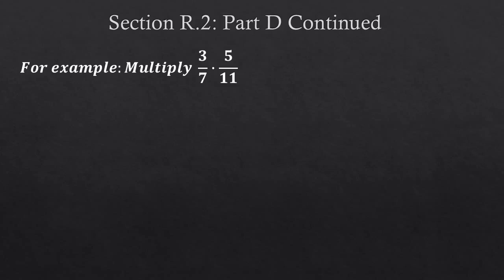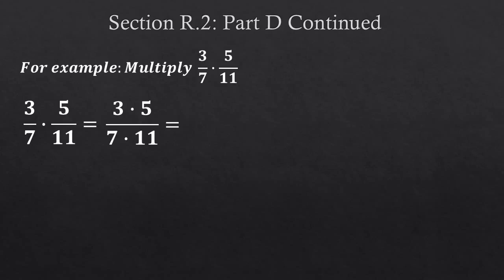First example, multiply 3 over 7 times 5 over 11. Well, 3 times 5 is 15, and 7 times 11 is 77. These do not reduce, so therefore we leave it as a fraction.